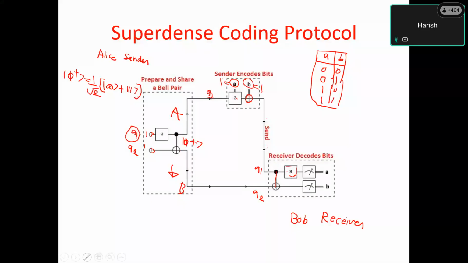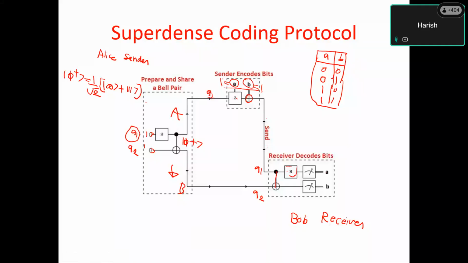On measurement, we are claiming that we will get classical bits A and B, which Alice wanted to send. These will be the same bits A and B which Alice desired to send to Bob. So the high level part is like this.